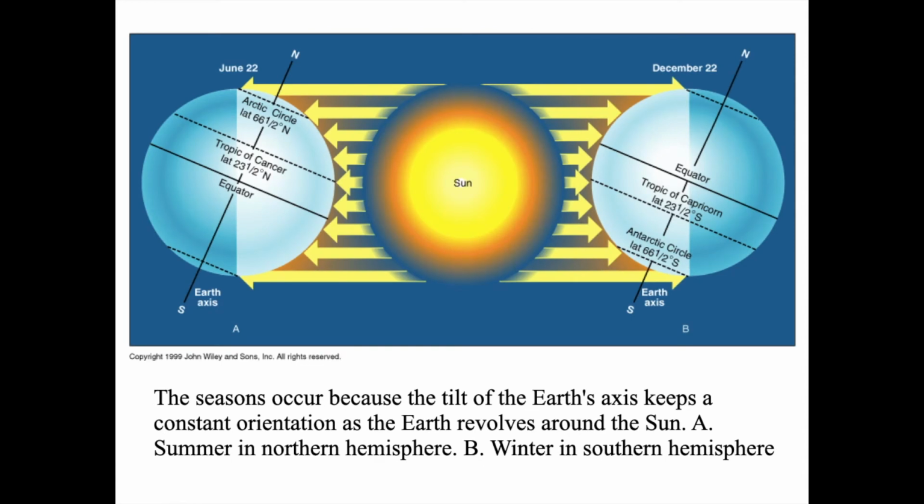Now, seasons occur based on the tilt of the Earth. As the Earth is tilted on its axis, the sun's rays hit different parts of the Earth, and that's going to give us a season.